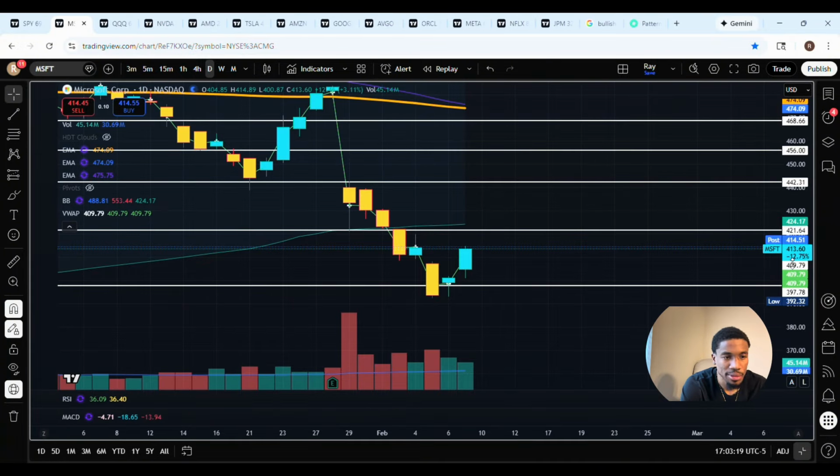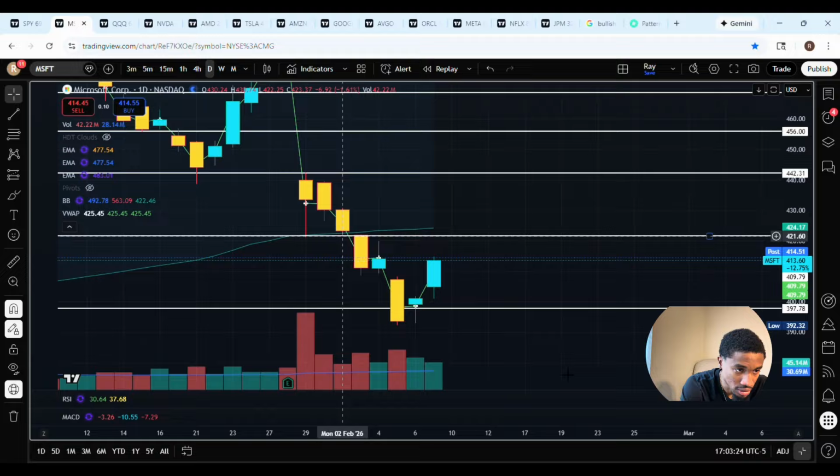I used to try to use it on the 5-minute time frame, but I feel like the daily time frame is more powerful because it gives you the whole day. So what do we see right here?